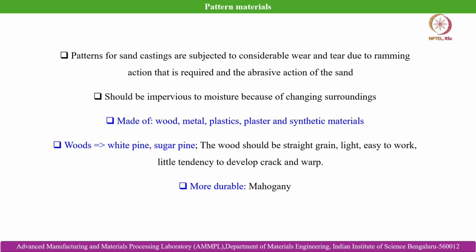Patterns for sand castings are subjected to considerable wear and tear due to the ramming action that is required and the abrasive action of the sand. They should be impervious to moisture because of changing surroundings, and they are generally made of wood, metal, plastic or plaster and synthetic materials. There are different kinds of woods used as pattern material, like white pine, sugar pine, etc., and also mahogany at times.